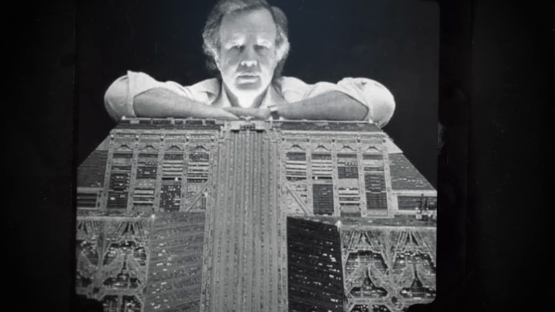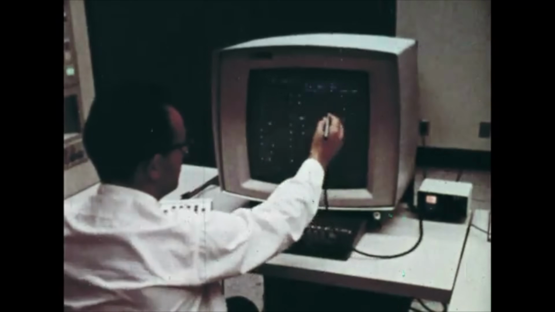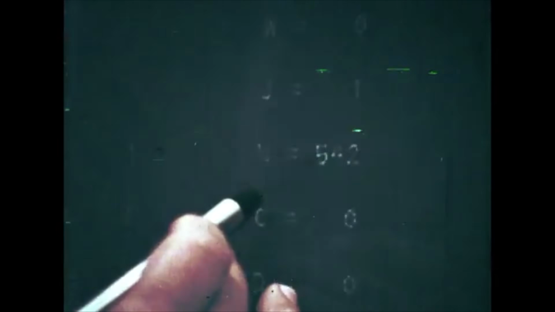The VFX legend Douglas Trumbull used Whitney's motion control system in '68 to produce the Stargate sequence for Kubrick's 2001: A Space Odyssey. By that time, Whitney had already started working with computers as we know them today, and in 1966, he was awarded an artist-in-residence position at IBM.